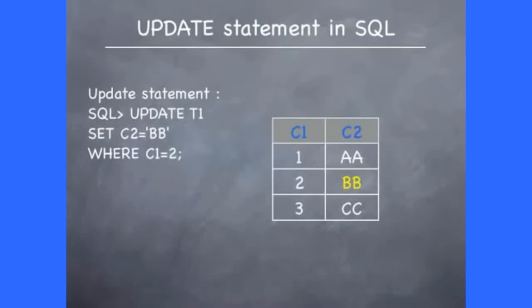Here is an update statement that is written at the SQL prompt as a SQL command. The command that's written is update T1 set C2 equal to BB where C1 equals 2. In this example, the column C2 is taking a value BB against the row where C1 takes the value 2.